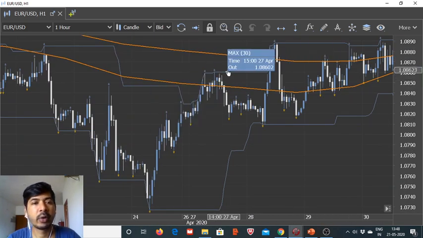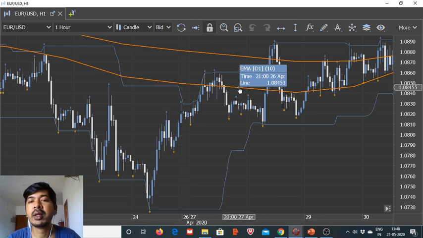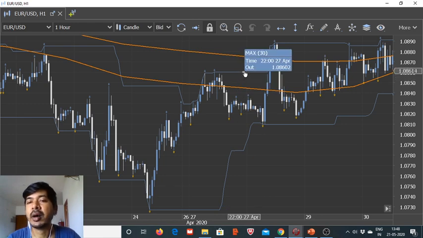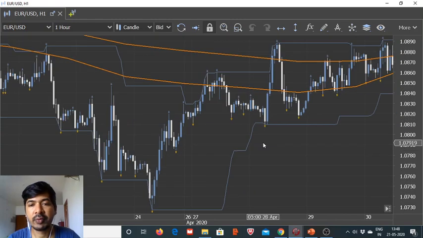I think at this point in time, here the maxima is less than the 20 EMA of the daily time frame. At the same time, the maxima is above the 10 EMA, and also the maxima value is greater than the maxima value 29 hours back. So that condition stands fulfilled.